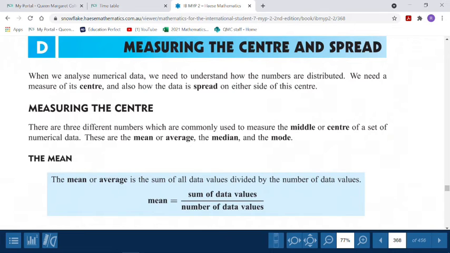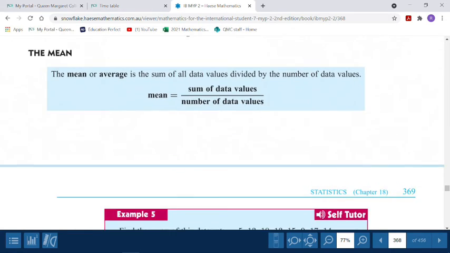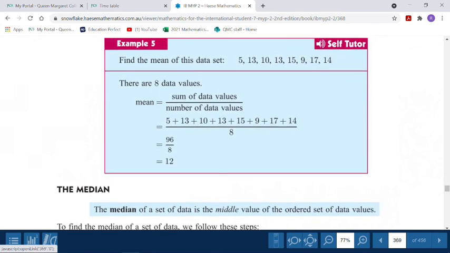The mean, also known as the average. They're all averages, but the median and the mode. The mean or average is simply the sum of the data values divided by the number of data values. So we did that. So here we'll look at an example.